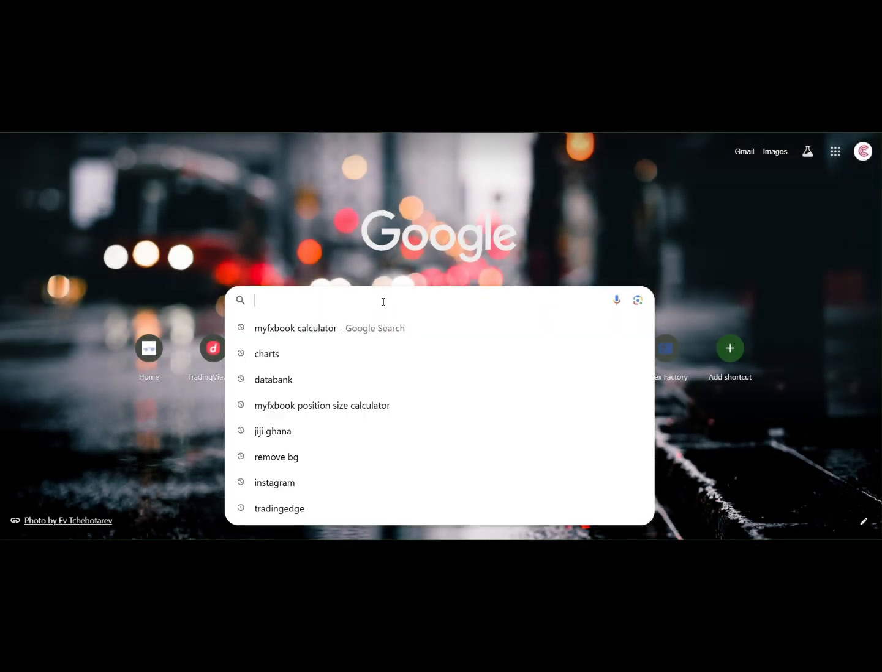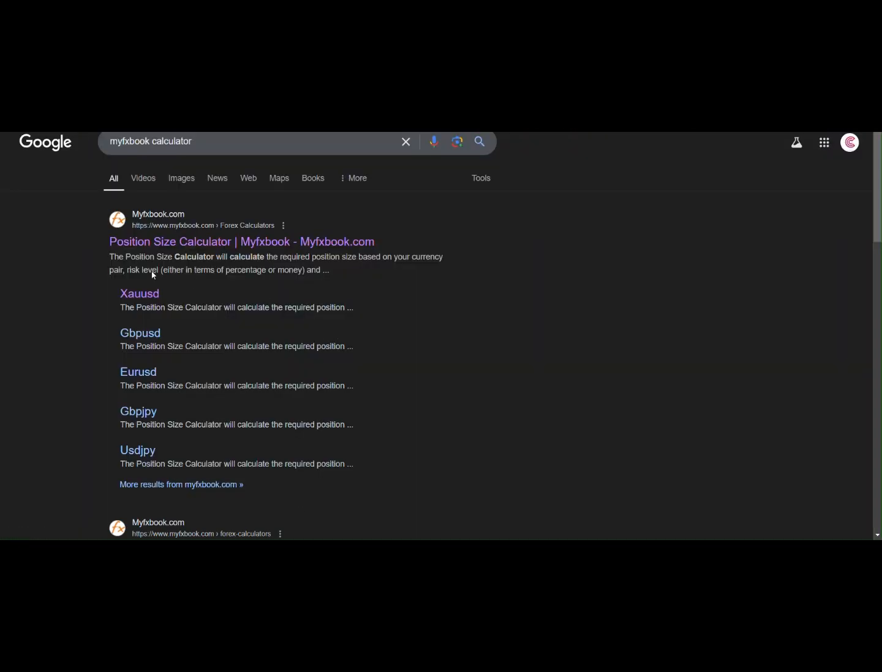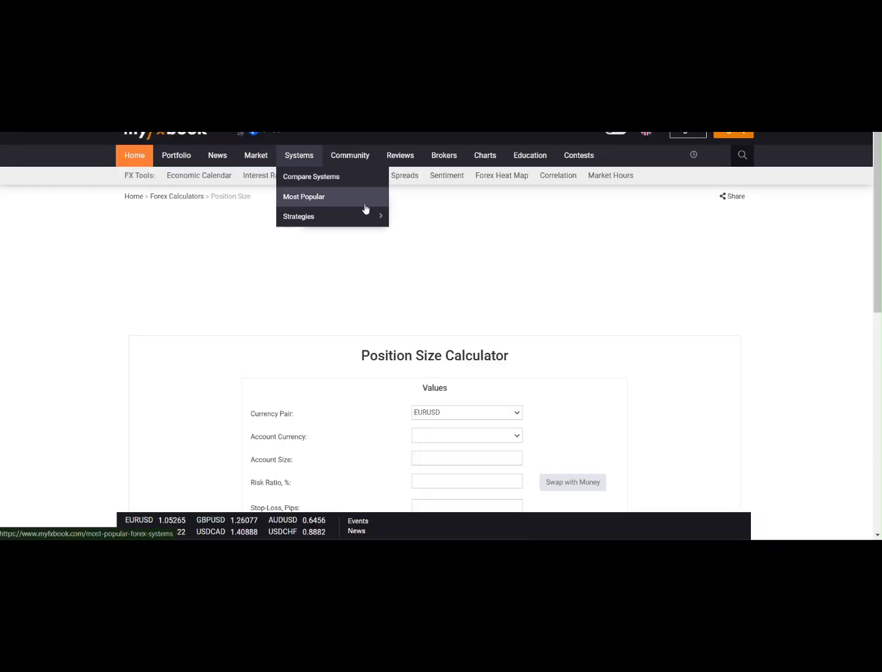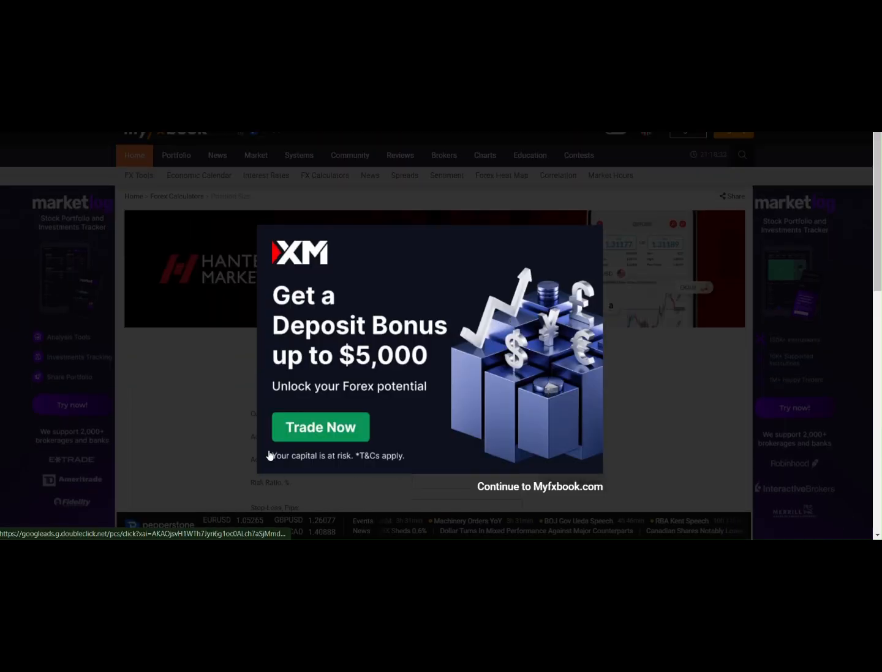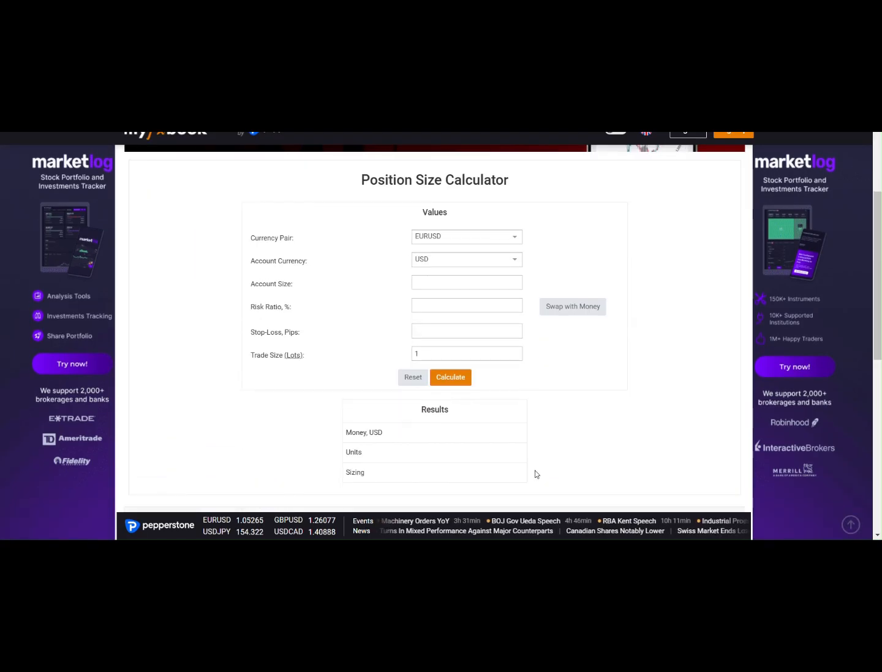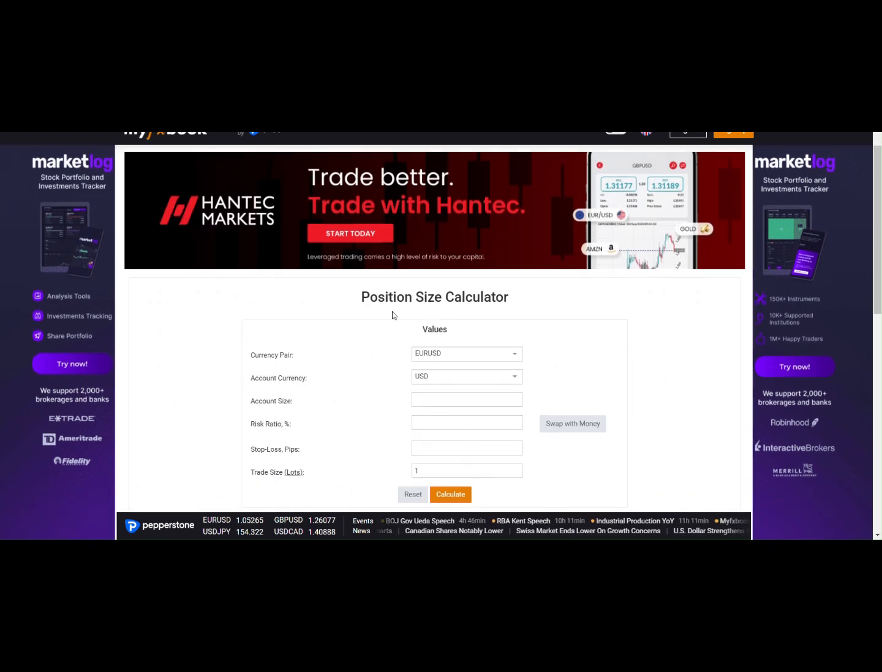Alright. So first, visit the website called MyFXBook calculator. Alright, so here is the website. Right now, let's say we want to raise $20 on our trade.